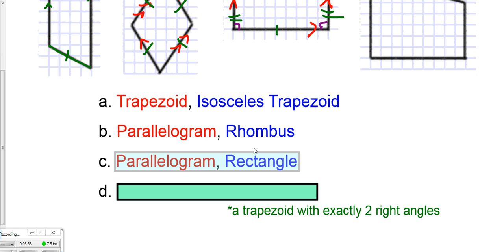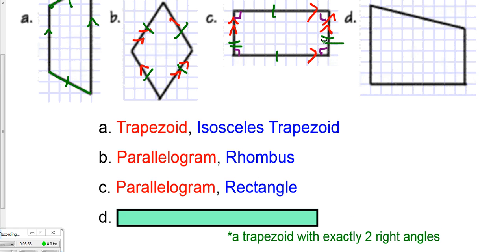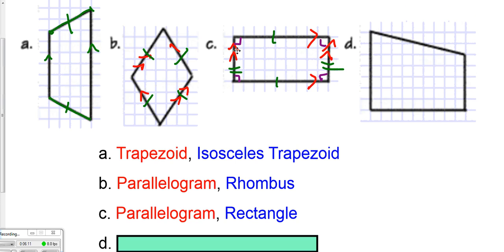Looks like it would be both a parallelogram, because of all the parallel sides, congruent sides across from each other, makes it a parallelogram, but because it has these right angles, it's also a rectangle. So this one can be called both a parallelogram and a rectangle.